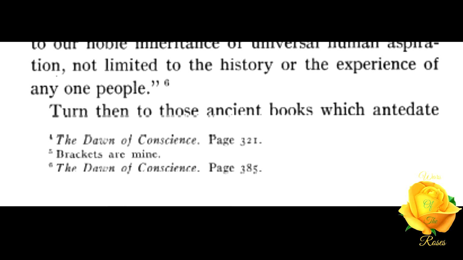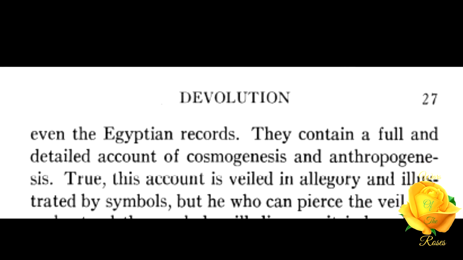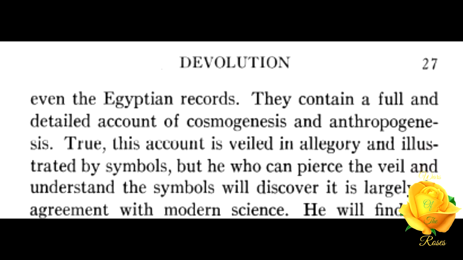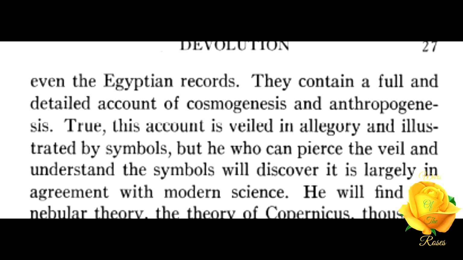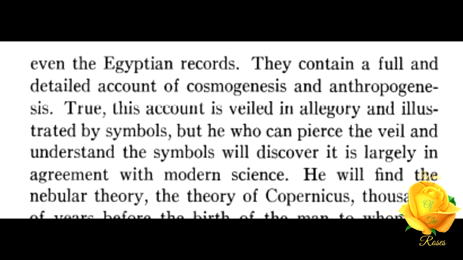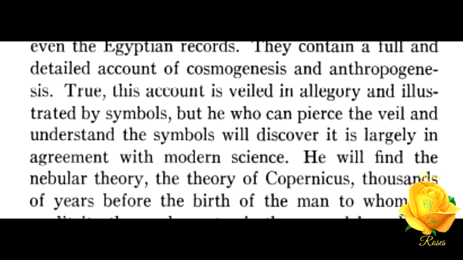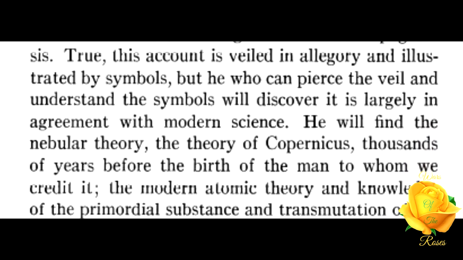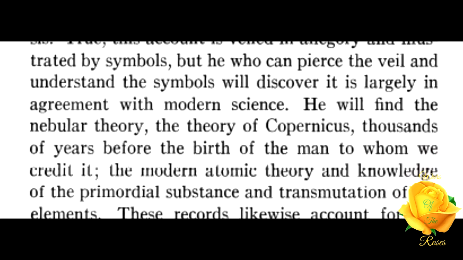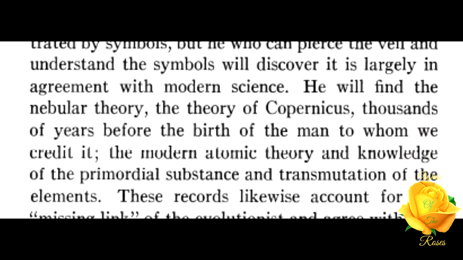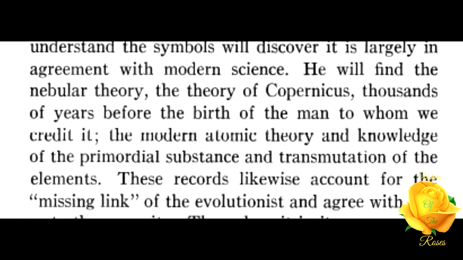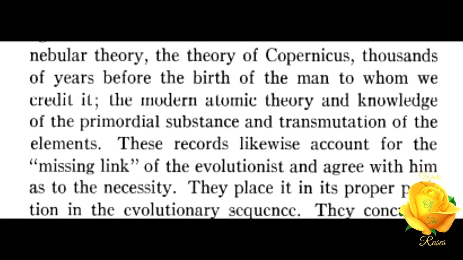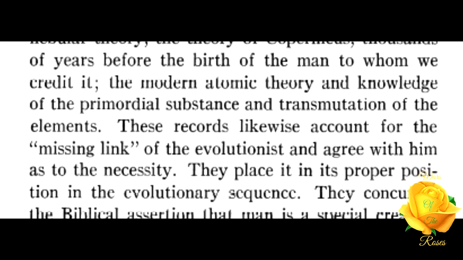Turn then to those ancient books which antedate even the Egyptian records. They contain a full and detailed account of cosmogenesis and anthropogenesis. True, this account is veiled in allegory and illustrated by symbols, but he who can pierce the veil and understand the symbols will discover it is largely in agreement with modern science. He will find the nebula theory, the theory of Copernicus, thousands of years before the birth of the man to whom we credit it. The modern atomic theory and knowledge of the primordial substance and transmutation of the elements.